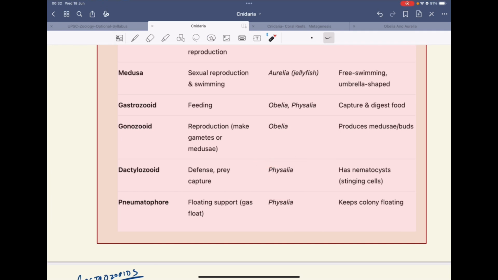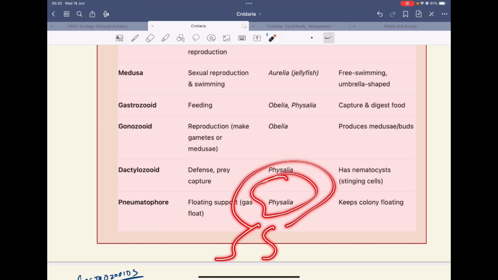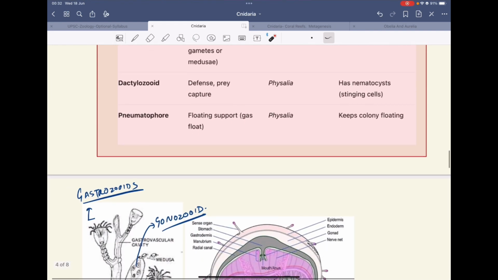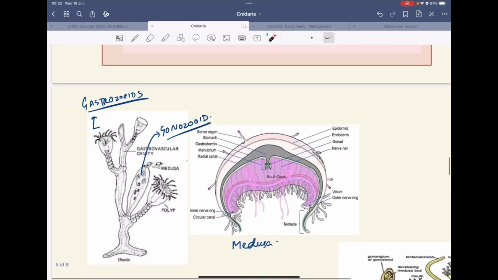It has nematocysts. Then nematophore. Nematophore is the free floating. It has float support and it has a gas float. So it is something like this and it has a gas filled cavity inside. So it exists in Physalia and it keeps the colony floating. Let's see different types of these zooids.